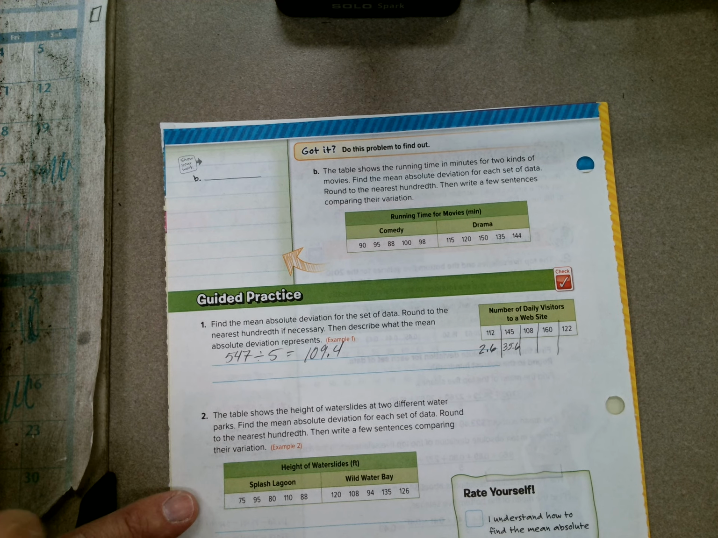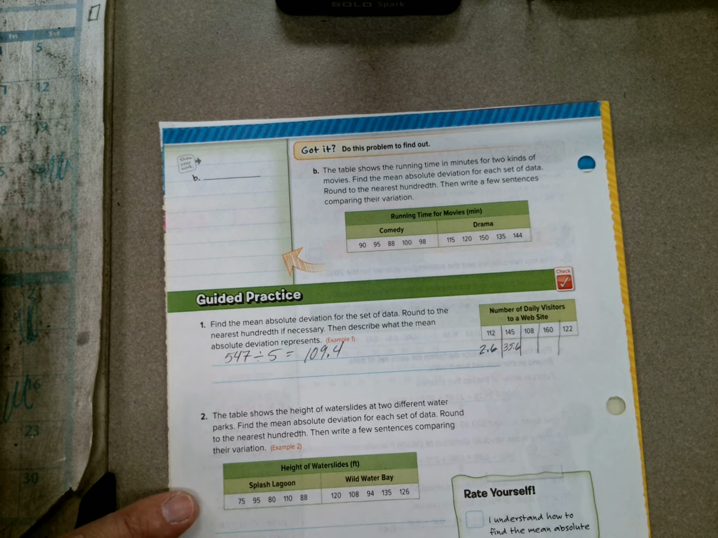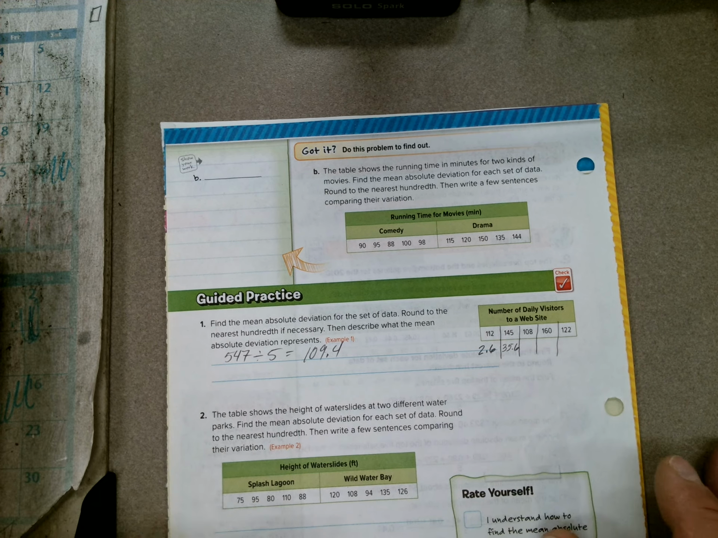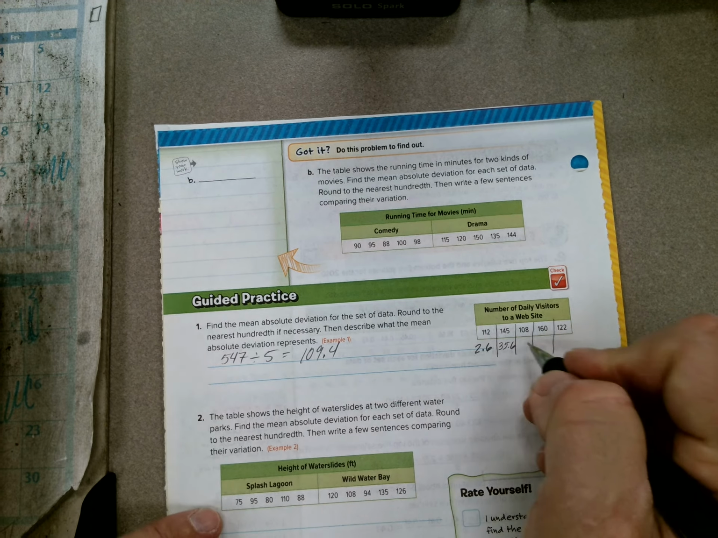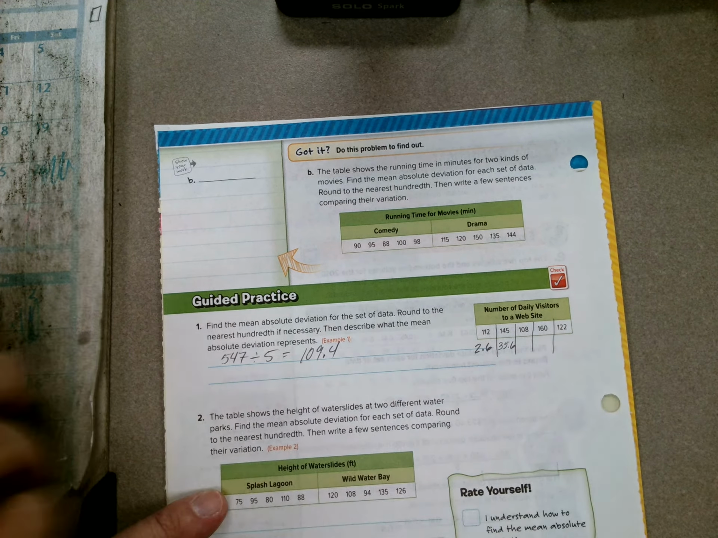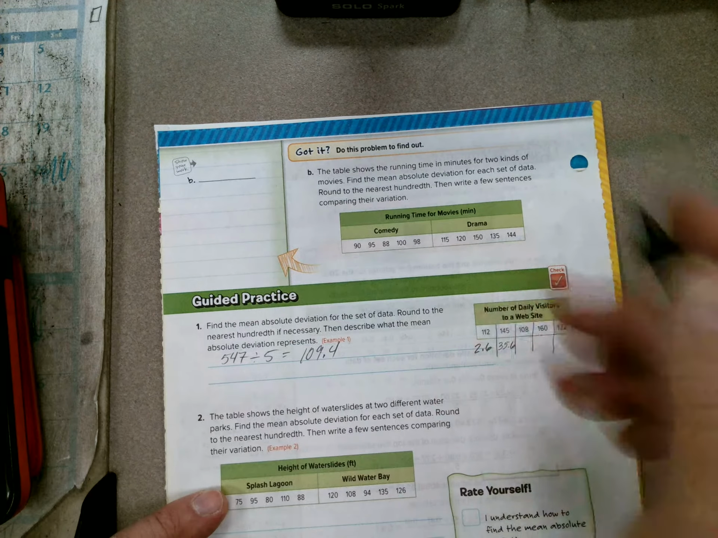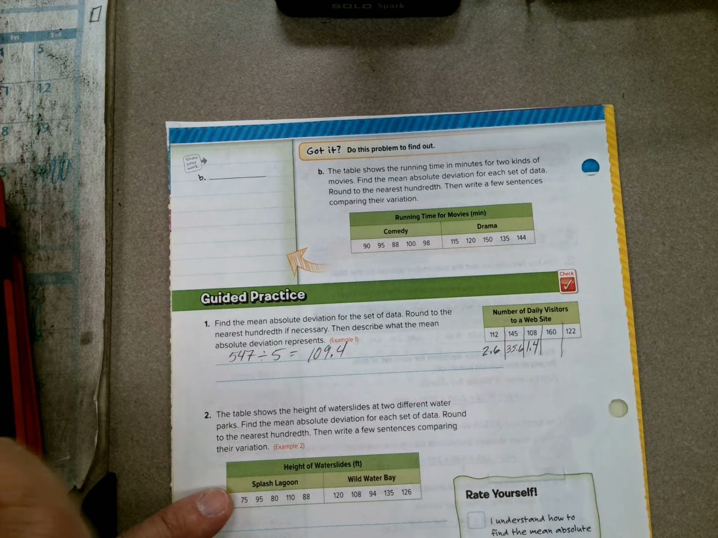A negative number here, and I hit a wrong button, excuse me. That's not right either. I'm not clearing out, all right? But anyway, I'm going to go one more time here. 108 minus 109.4. There it is. And we end up with negative 1.4. But we're just going to write the absolute value of that. We're just going to write its positive distance, right?